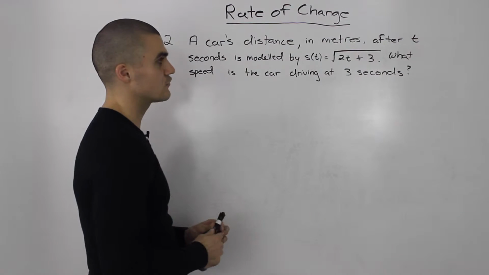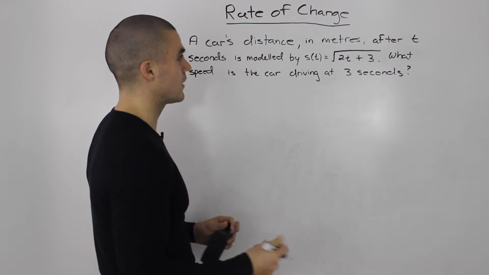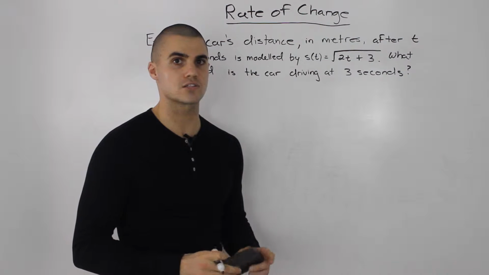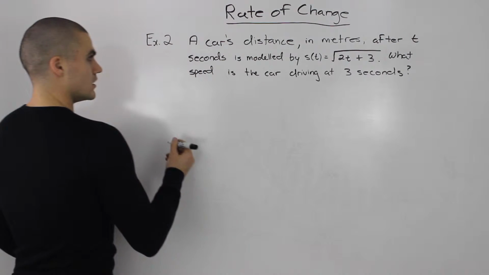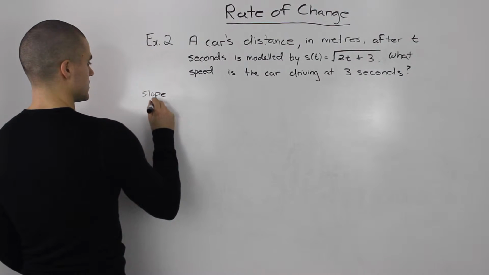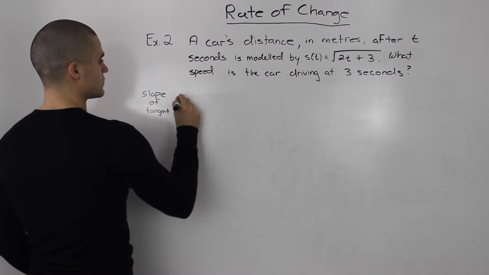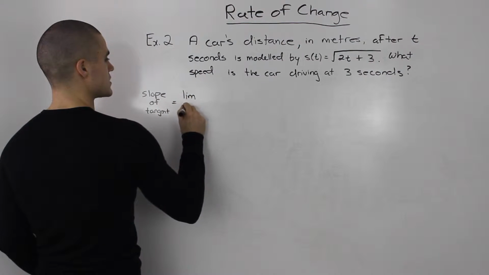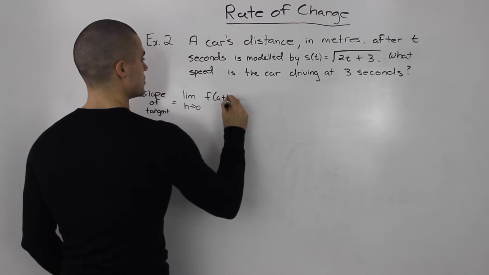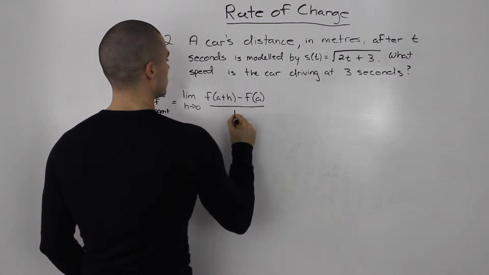Well, they're asking for the speed or the velocity at a specific point in time. So right away we know that we're dealing with instantaneous velocity. So we'll have to find the slope of the tangent. So slope of tangent, let's rewrite the general formula here, is equal to the limit as h goes to 0 of f of a plus h minus f of a all over h.